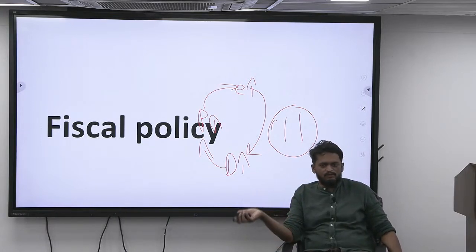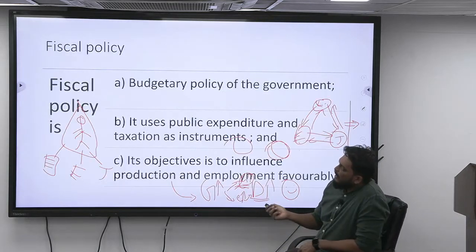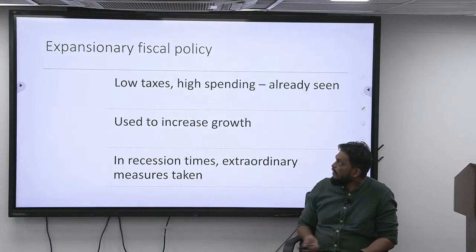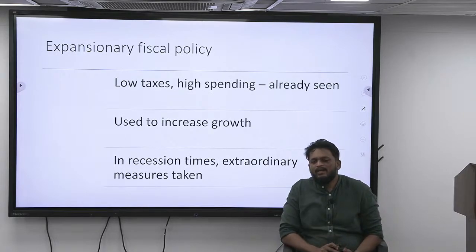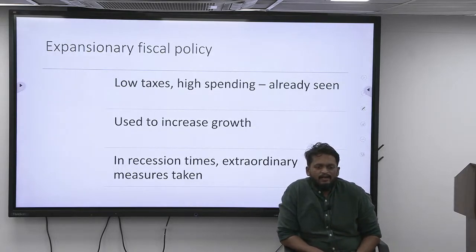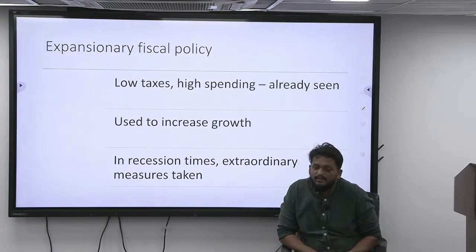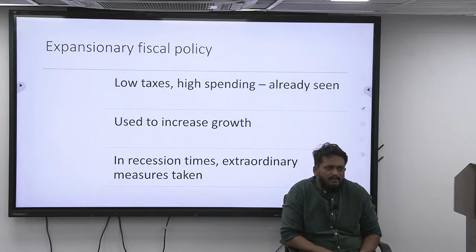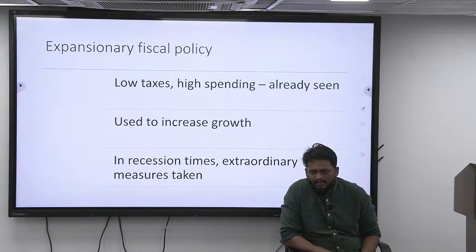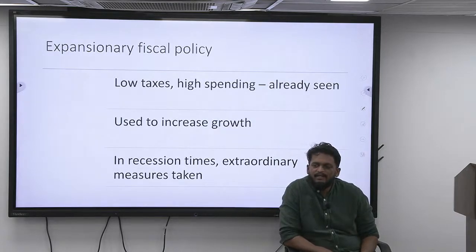You understood this? So now we understood what fiscal policy is and what its objectives are. Then we have already seen expansionary monetary policy and contractionary monetary policy. Now we can easily understand expansionary fiscal policy and contractionary fiscal policy. We already discussed it. Expansionary fiscal policy means we are trying to increase money supply in the economy, and to do that, we have to reduce taxes and increase spending.